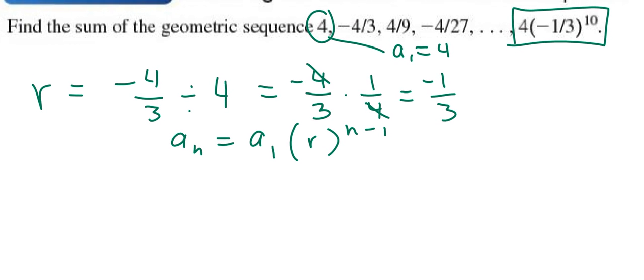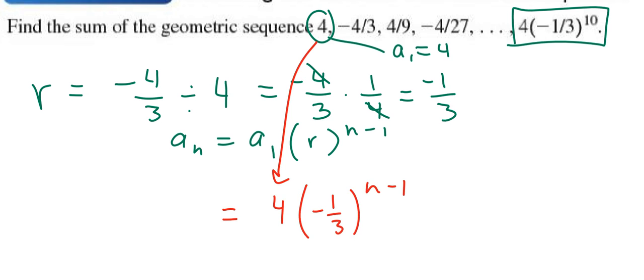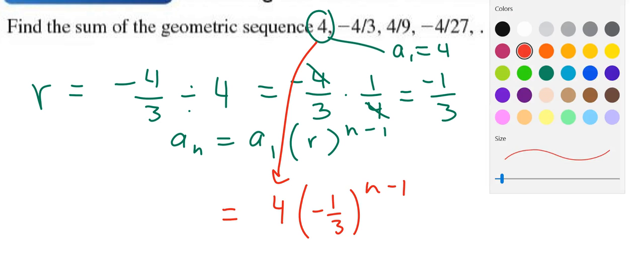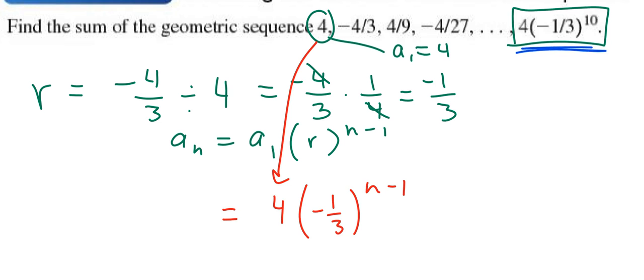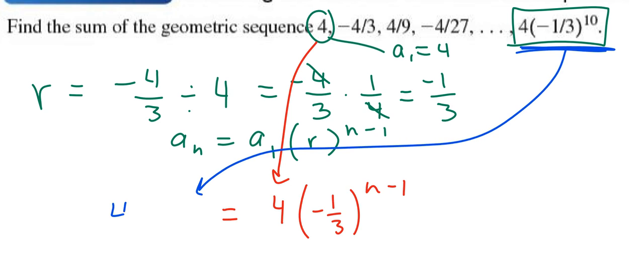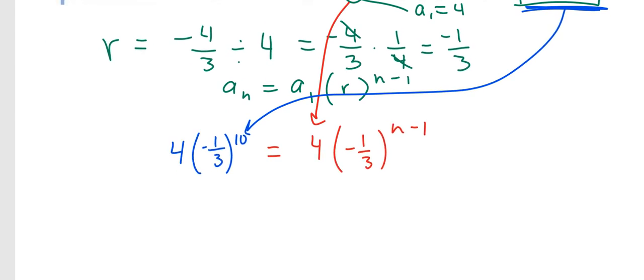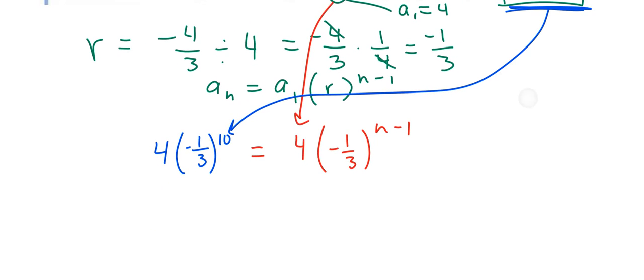Let me give myself a little bit of space here. And so we have first term, that's 4. Multiplier, we figured out that was negative 1/3. So how do we figure out the number of terms? Well, we take this last term in the list and we put it over on this side of the equation. 4 times negative 1/3 to the 10th. Now this happens to be just like the nicest setup for a problem in the world.